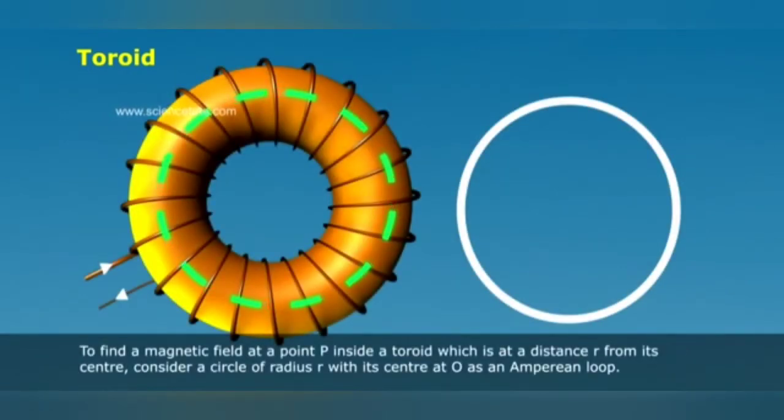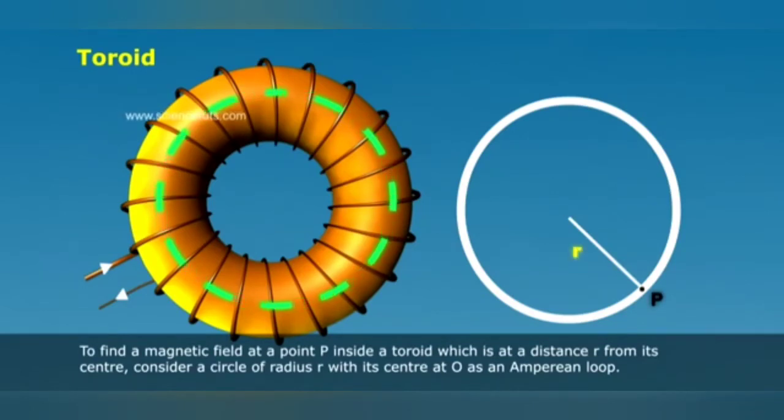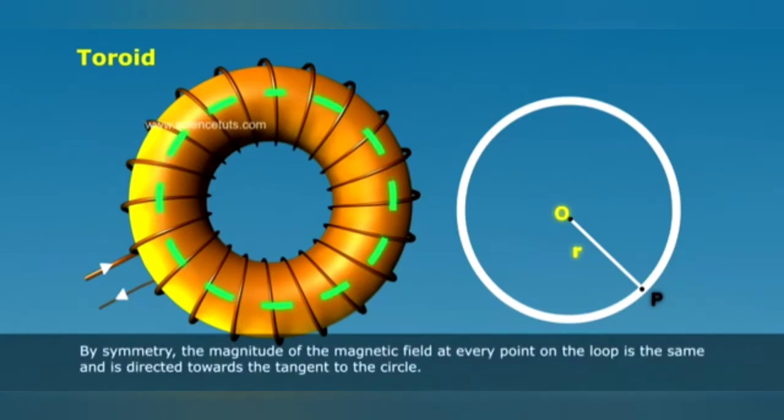So, to find the magnetic field at the point P inside a toroid, which is at a distance r from the center, consider a circle of radius r with center O as an Amperian loop. This is how I will consider the Amperian loop to find the magnetic field at the point P. By symmetry, the magnitude of the magnetic field at every point on the loop is the same and it is directed along a tangent to the circle. Correct? So, this is how we will consider.